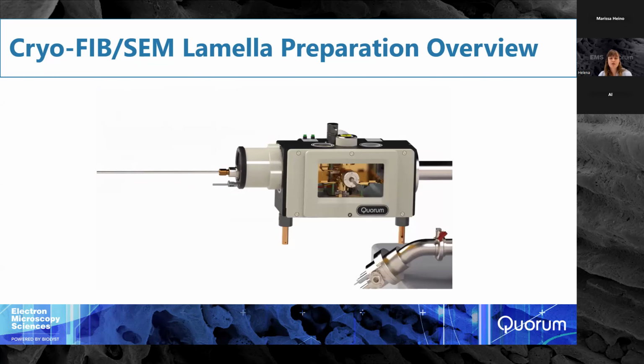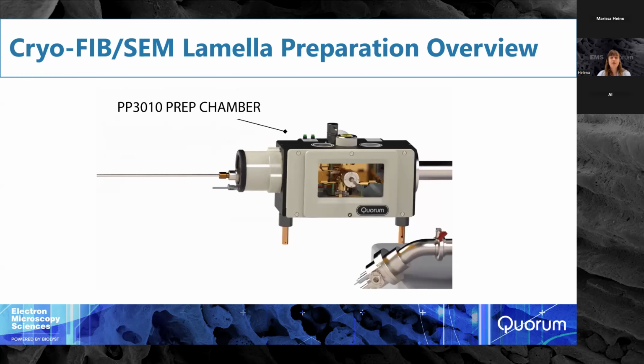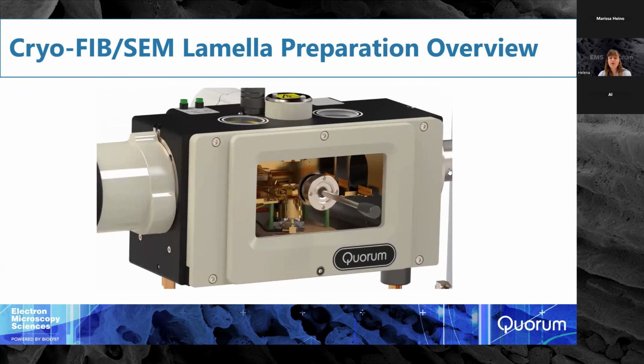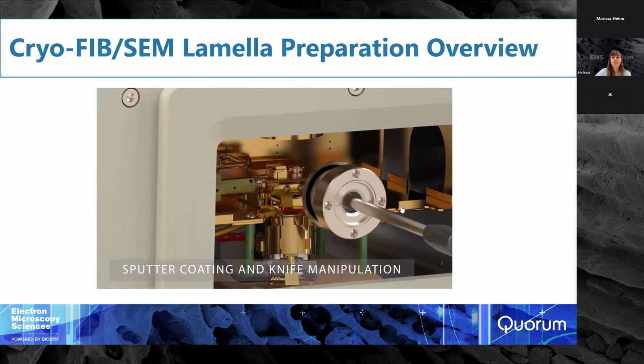The transfer pot sits on the preparation chamber. We then pump down the airlock to make sure there's a good enough vacuum, and then we can transfer our shuttle into our PP3010 preparation chamber.